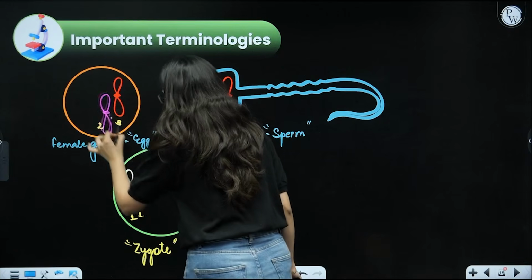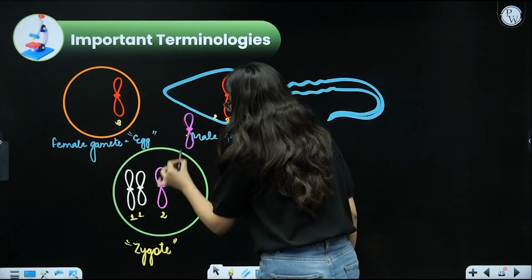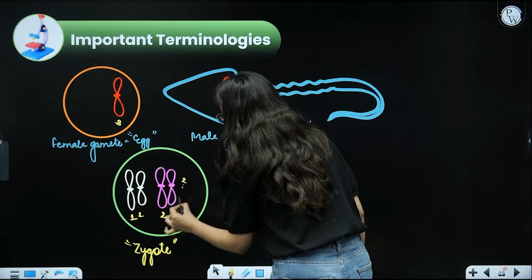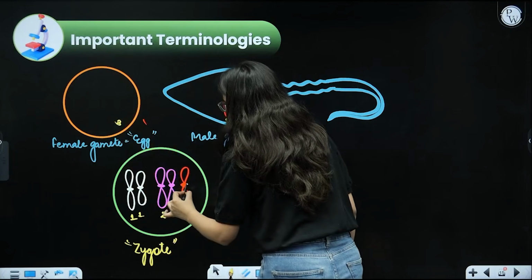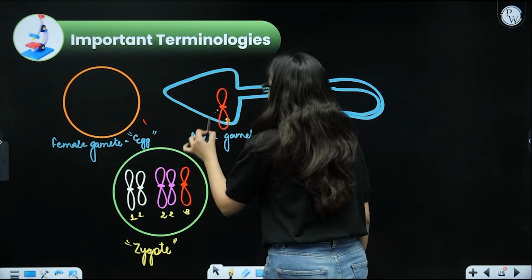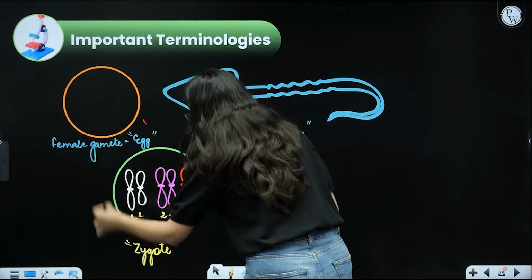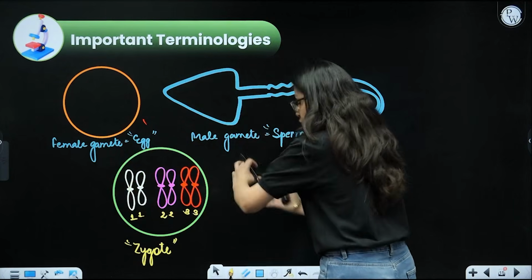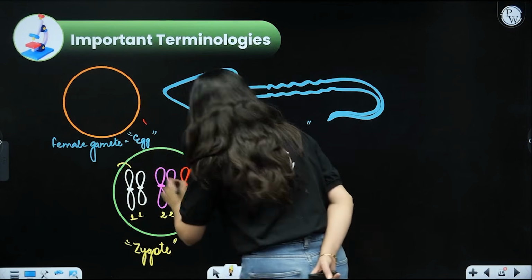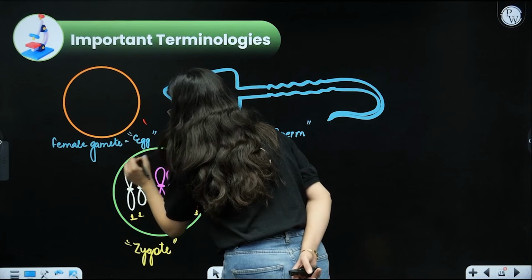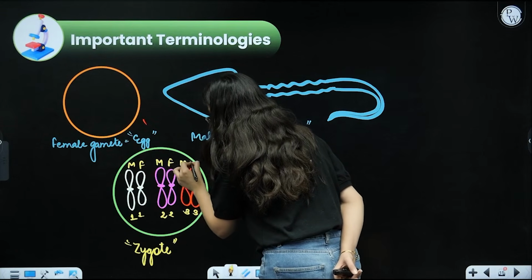Likewise, chromosome number 2 will also come from the female gamete, as you can see, and chromosome 2 from the male gamete also comes and fuses. Likewise, chromosome 3 comes from the female gamete, and chromosome 3 will also come from the male gamete. Now this zygote has two copies of each chromosome. Reason being, one copy is received from the mother or the egg, the other is received from the father. One from the mother, other from the father.